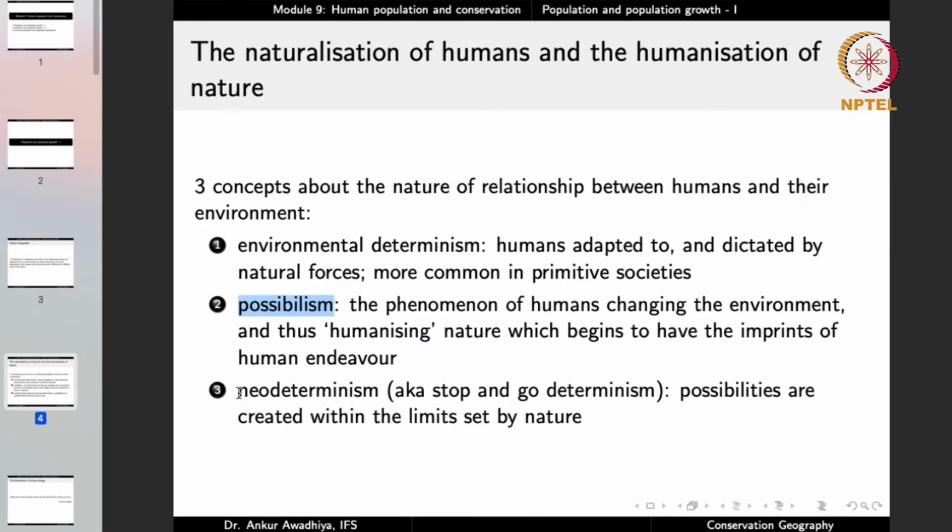Now currently the thought process is about neo-determinism, which is known as stop and go determinism. Possibilities are created within the limits set by nature. Now what does that mean? It means that yes, we can change nature, but to only a certain extent.